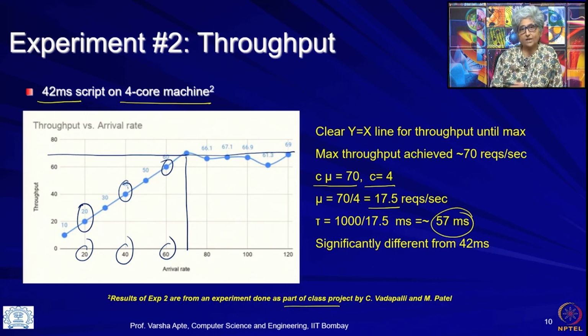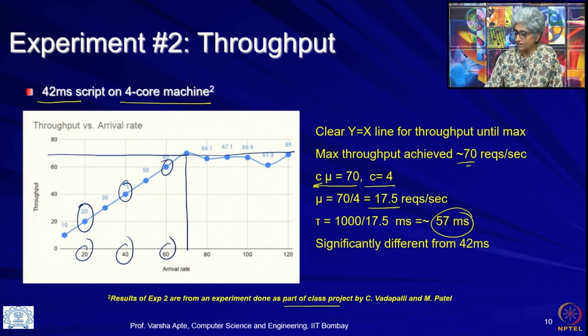I hope you are realizing what I am doing. I am actually going backwards from the throughput graph. The maximum throughput achieved is 70 requests per second. Theory tells us that that should be C mu. So, our C mu is 70. If I back calculate from there, my tau is turning out to be 57 milliseconds.